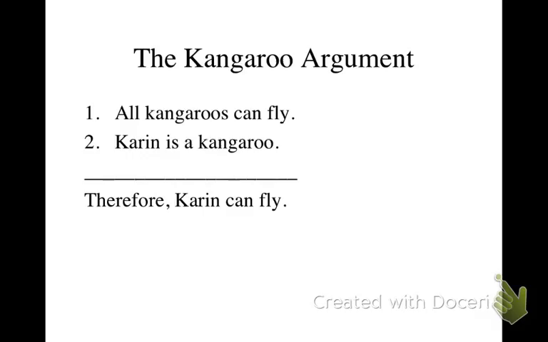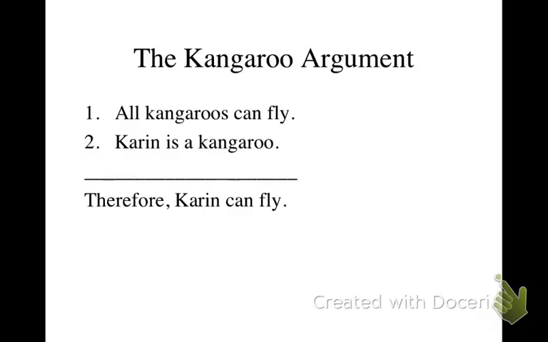Even though all of the premises are false. So kangaroos can't fly. I am not a kangaroo, unless I'm very cleverly disguised. And also, I can't fly. But if all the premises were true, so if it was true that all kangaroos could fly, and if it was true that I was a kangaroo, well then it would have to be true that I could fly. So this is a valid argument.